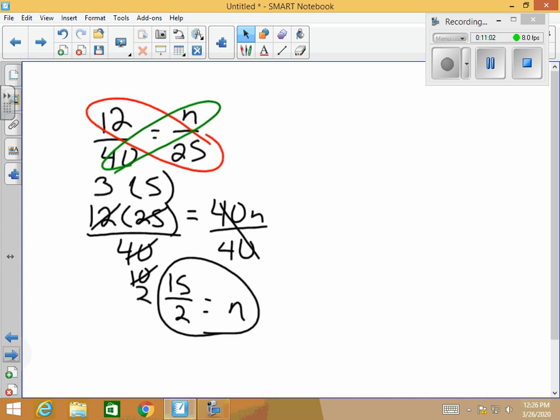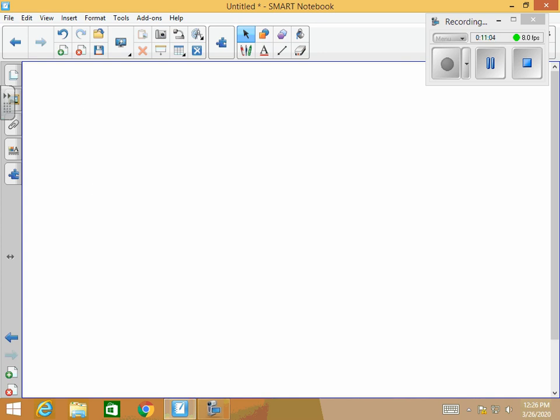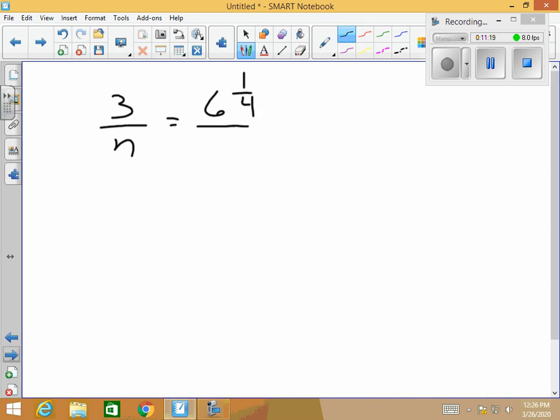Last one I want to do today is one that causes a lot of kids some frustration. And this is exactly why I did example number 2 and we did the fractions, because we will have proportions that do this. 3 over n is equal to 6 1/4 over 100. So we're saying as 6 1/4 goes down to 3, 100 goes down to what number proportionally?